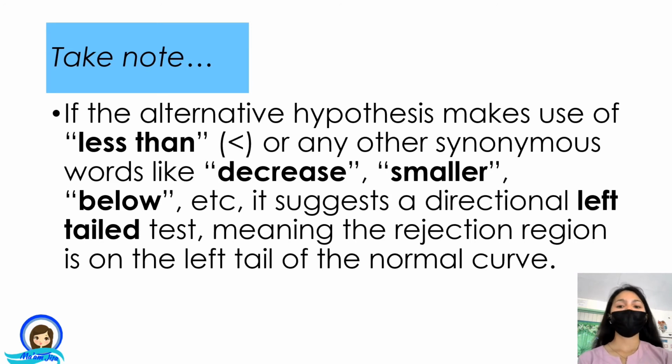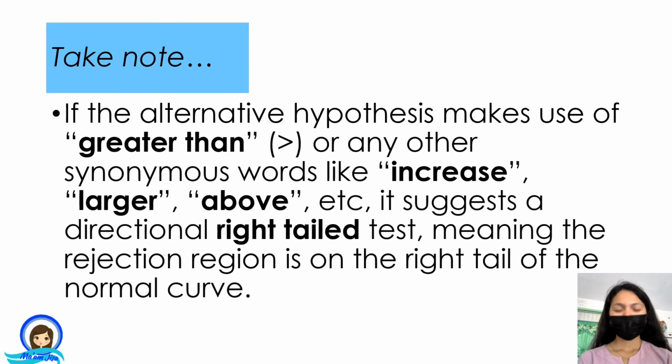If the alternative hypothesis makes use of less than or any other synonymous words like decrease, smaller, below, to the left, etc., it suggests a directional left-tail test, meaning the rejection region is on the left tail of the normal curve.